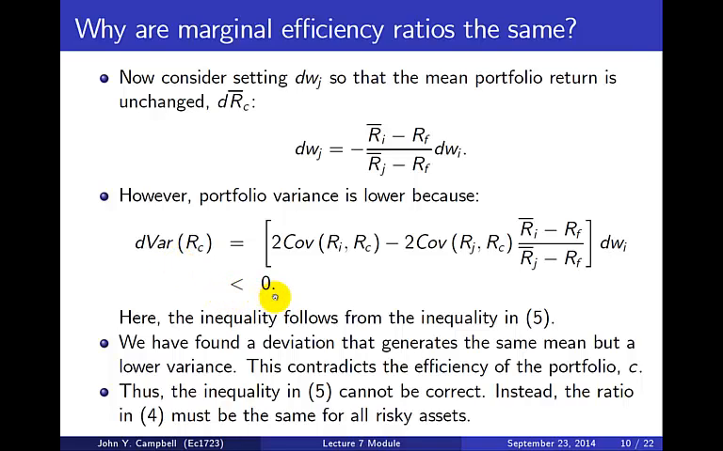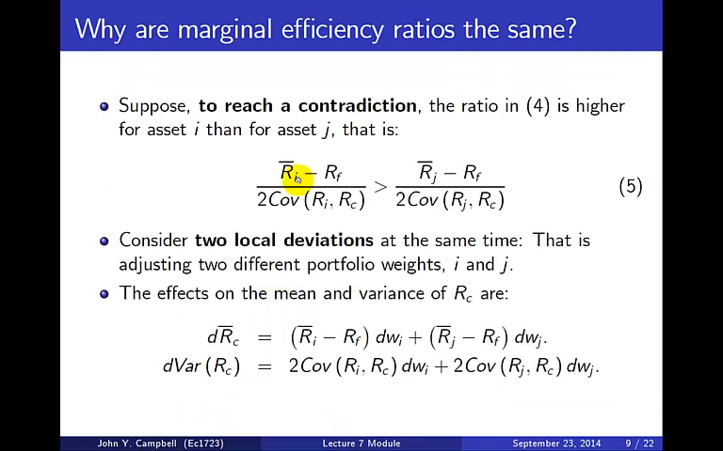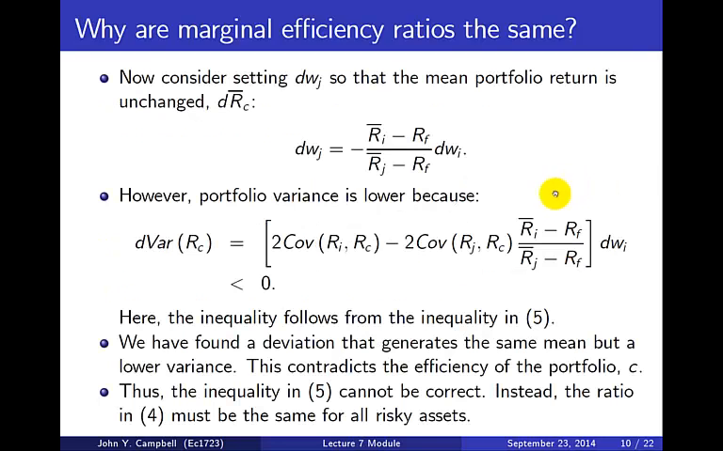Okay? Why? Because we've got this inequality in equation 5 would imply, when we plug it in here, that the change in variance is negative. Well, that then would be a deviation that generates the same mean but a lower variance, and that would contradict the efficiency of the portfolio that we started with. So the inequality that I gave you in equation 5 cannot be correct. Instead, the ratio in equation 4 must be the same for all risky assets.